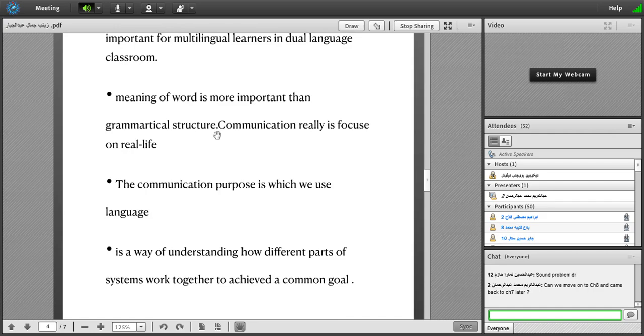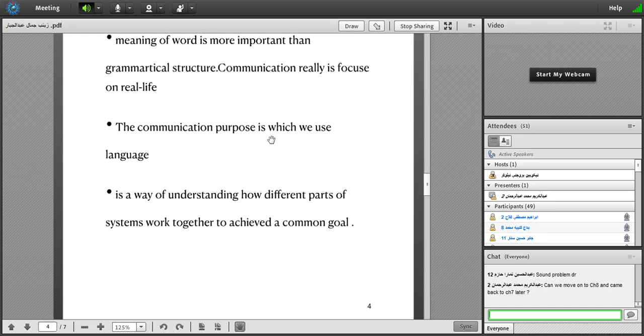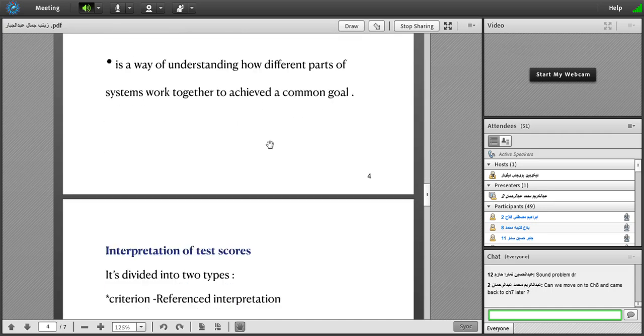Communications really is focused on real life, so it doesn't matter the grammatical structure. It's only focused on the meaning. The meaning is important. The way to understand the communicative purpose is the way in which we use the language. The purpose is how we use the language, the important thing. It is a way to understand how different parts of a system work together to achieve a common goal.